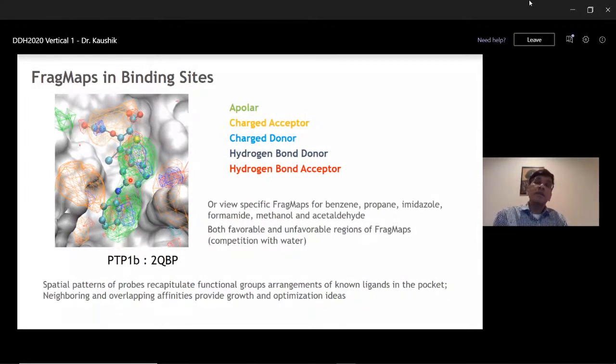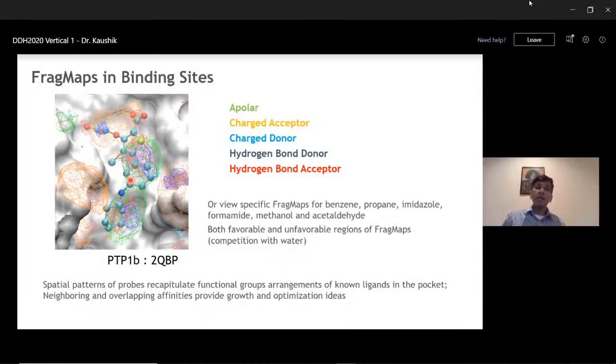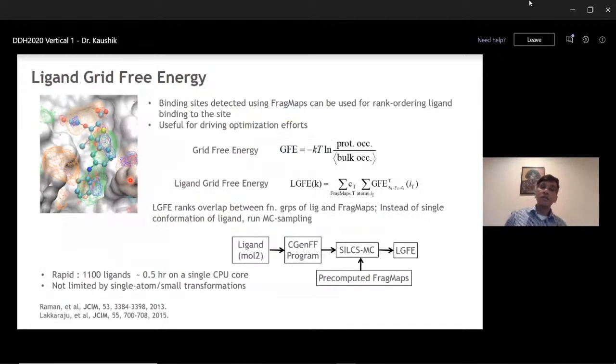Now, this is still a qualitative picture, as in you are loading your protein of interest, you're going into the binding pocket of interest, and then you are seeing how the functional groups or these probe molecules are decorating that pocket, and you're using that information to decide, okay, now how do I optimize this ligand? Can you turn those into quantifications?